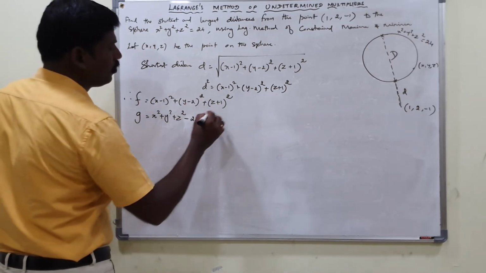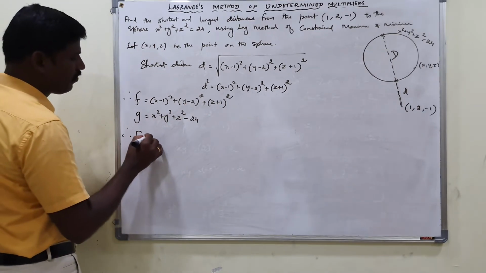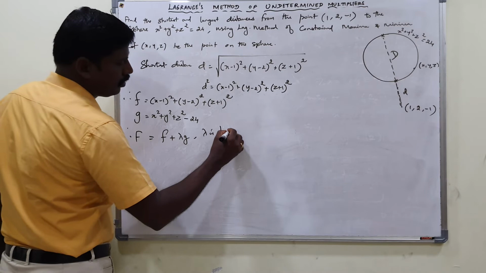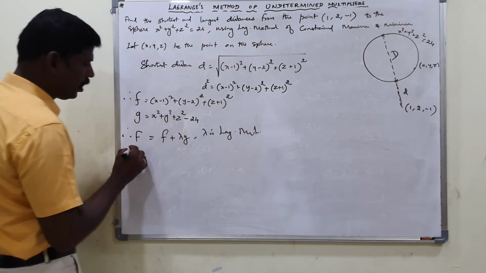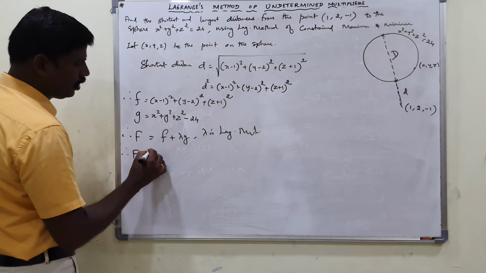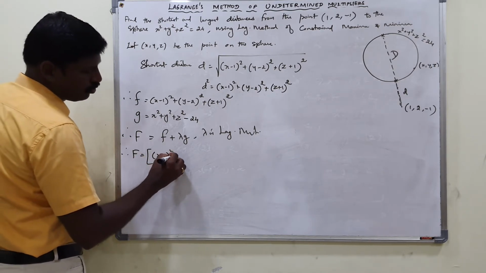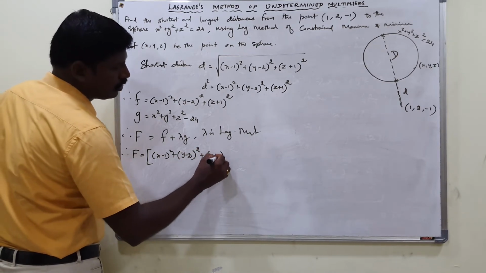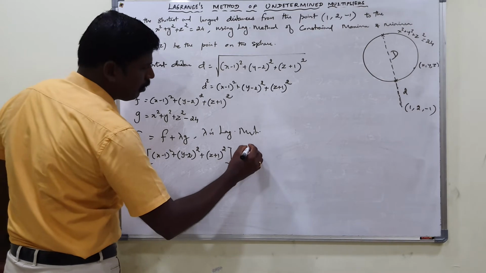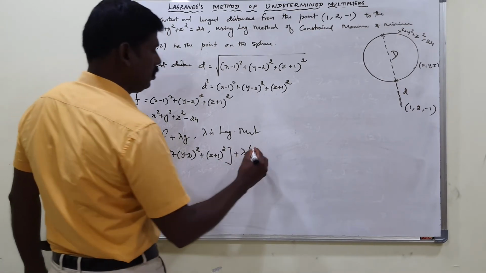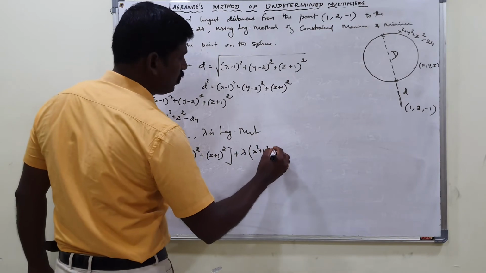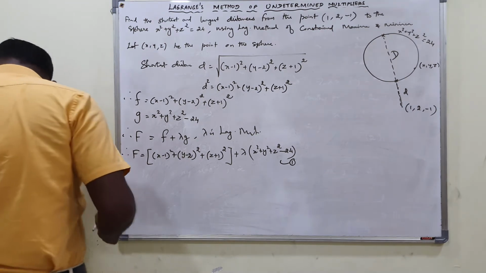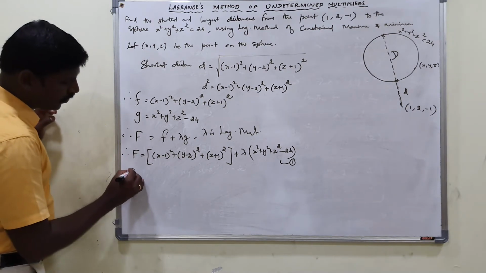Minus 24. Right? Therefore, what is capital F? The auxiliary function is f plus lambda into g, and lambda is the Lagrange multiplier. Okay, therefore, what is f? F is equal to x minus 1 the whole square plus y minus 2 the whole square plus z plus 1 the whole square plus lambda into what? G. G is x square plus y square plus z square minus 24. I call it as equation number 1. Okay? That's all. Now I am going to find out fx.